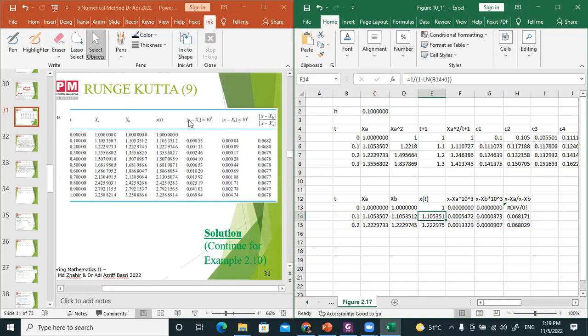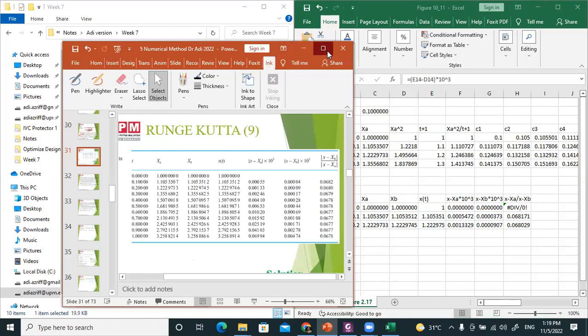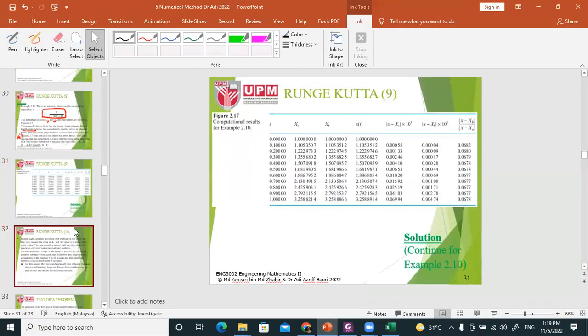Then you calculate x minus xb times 10 to the power of 3, and you get 0.00455. Then the next is 0.004. Then I divided it and I get 0.0682. Okay, so this is how to use it to calculate the Runge-Kutta.